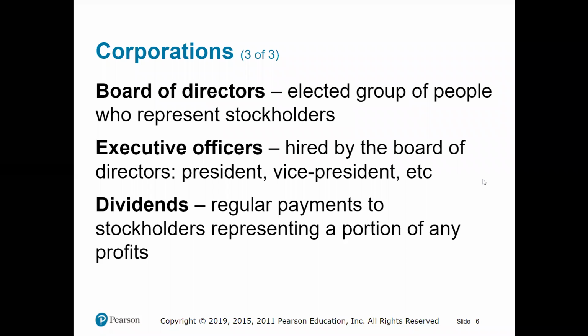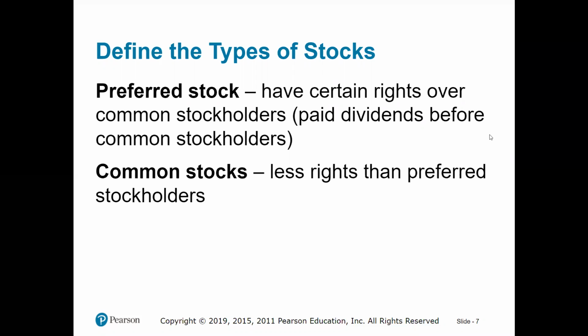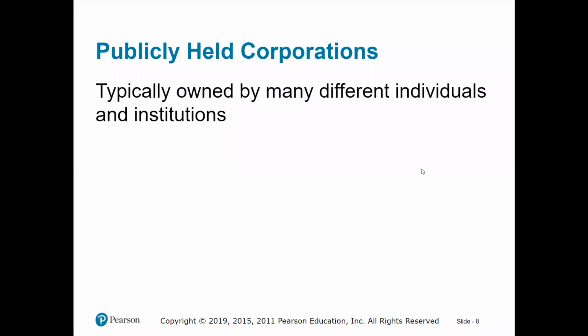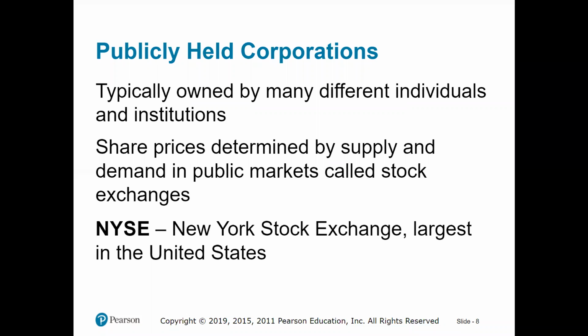Dividends, regular payments to stockholders representing a portion of any profits. Preferred stock, have certain rights over common stockholders, paid dividends before common stockholders. Common stocks, less rights than preferred stockholders. Publicly held corporations, typically owned by many different individuals and institutions. Share prices determined by supply and demand in public markets called stock exchanges. New York Stock Exchange is the largest in the US.